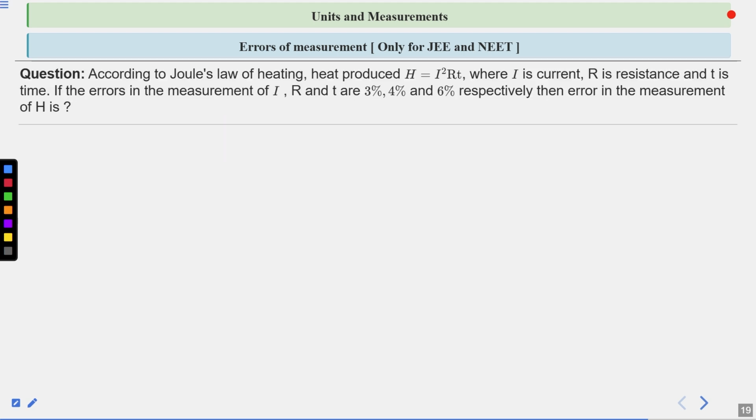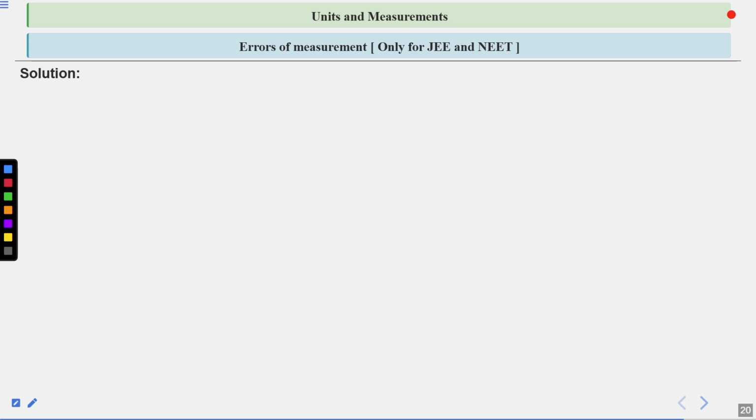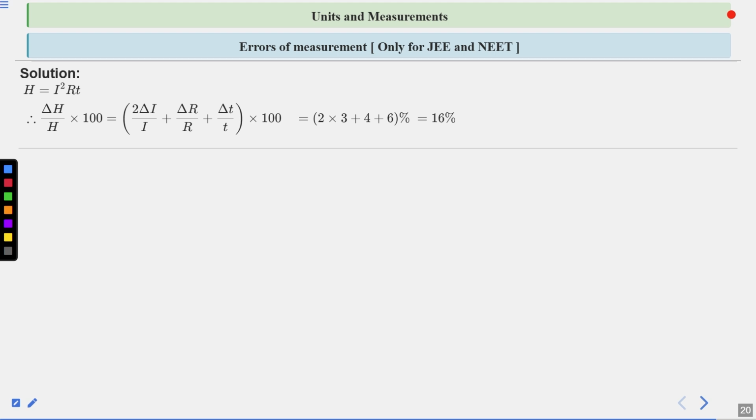According to Joule's law of heating, heat produced H is equal to I²RT, where I is current, R is resistance and T is time. If the errors in the measurement of I, R and T are 3%, 4% and 6% respectively, then what is the error in the measurement of H? So here you have to find out the error in the measurement of H. Solution. The formula is H is equal to I²RT. So here we have to find out the percentage error.